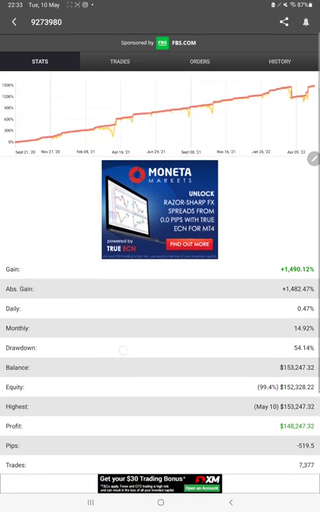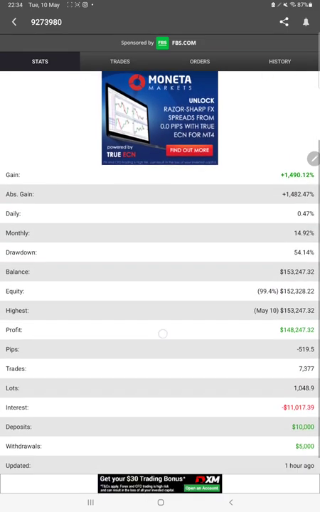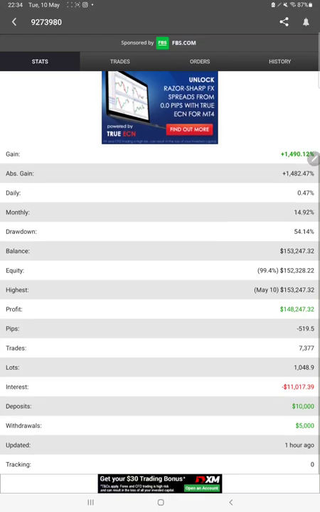And starting with a new update, first of all we will check my FXBook. So all the statistics are available here. We can verify total percentage of gain, absolute gain, daily return, monthly return, drawdown, current balance, equity, profit pips that we have achieved, deposit, withdrawal, everything it can be verified.